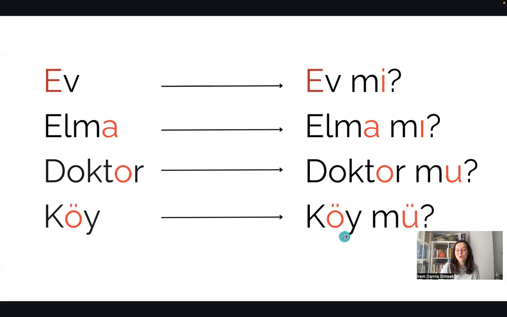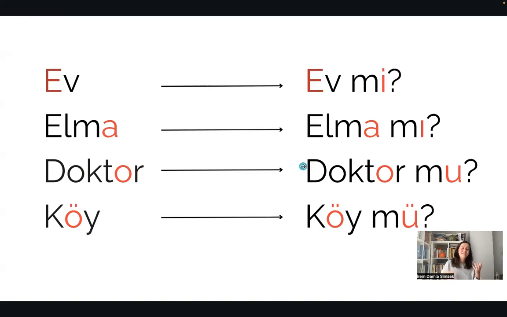Think about this: köy. It means village. So is that a village? If you want to ask, if you say köy mi, it's super wrong. It's very uncomfortable for us. So that's why we say köy mü. Köy mü. It's rounder and easier to produce. So that's the reason. And of course, we were talking about ev mi, elma mı, doktor mu, köy mü.